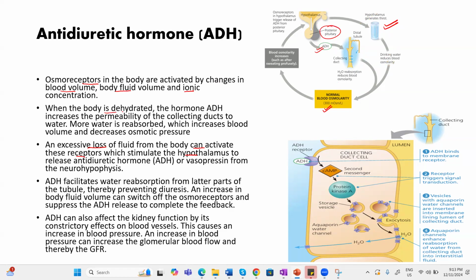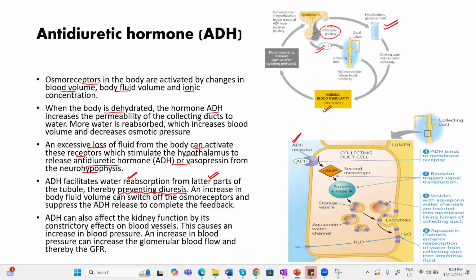So when the body is dehydrated, the hormone ADH comes. ADH hormone is also known as antidiuretic hormone, also known as vasopressin, coming from the posterior lobe of the pituitary. It will bring about water reabsorption from the later part of the tubule and prevent diuresis, meaning it prevents dilute urine. How will it do this? See here in this diagram.